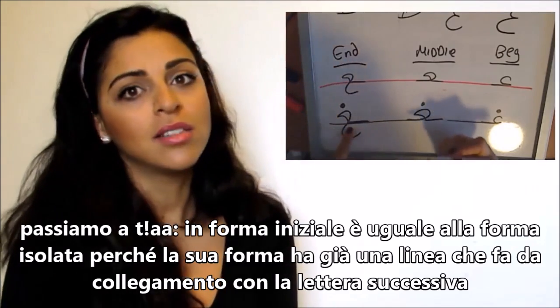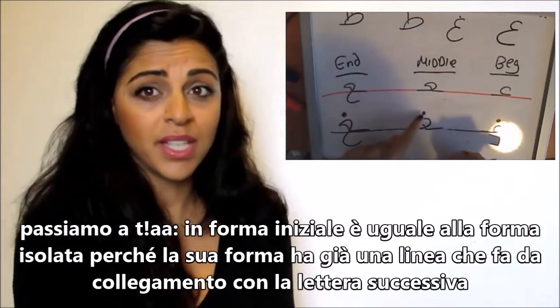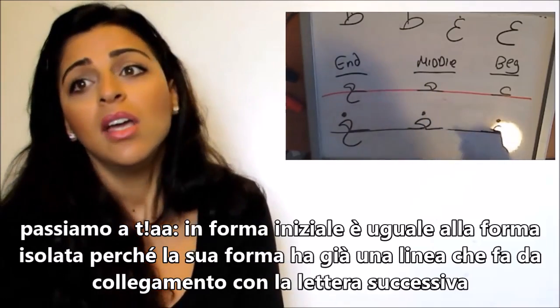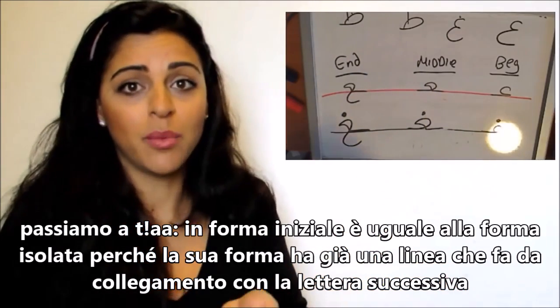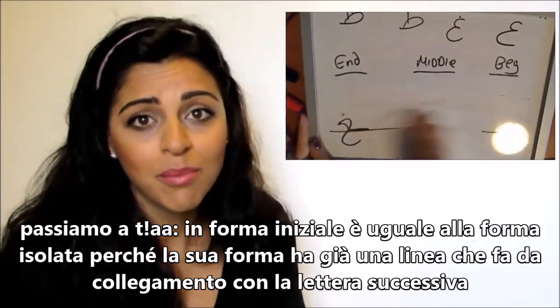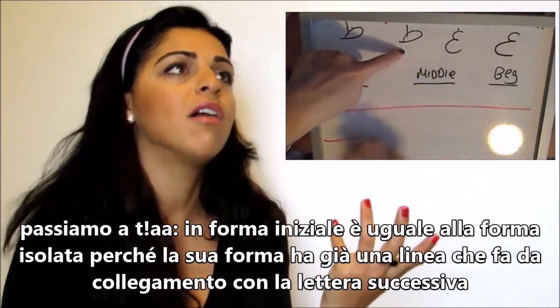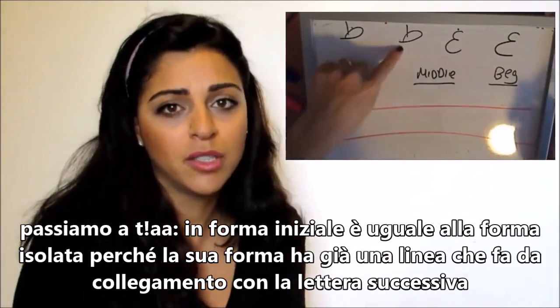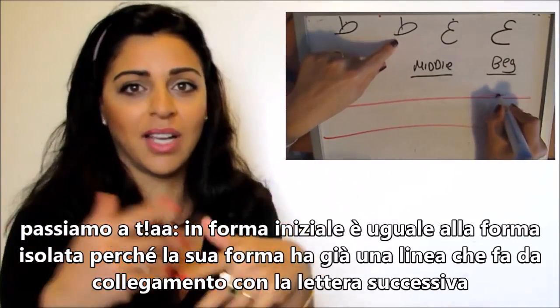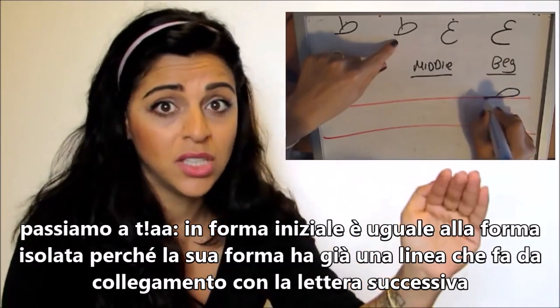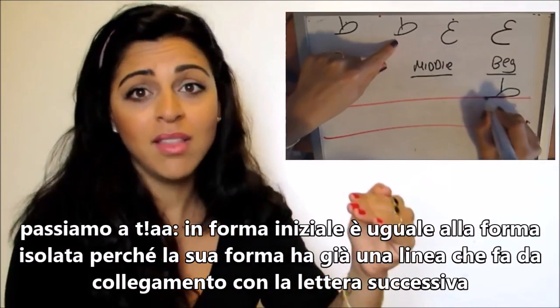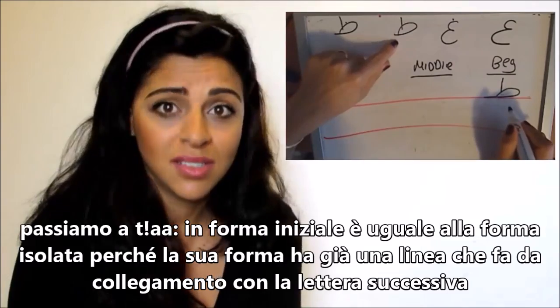Let's go to the ta. The ta looks like it's waiting for something. It looks like it's already in the middle. It looks like this. But when I write it at the beginning, it's the same. Because why? It's waiting. It has this helping line that's like invisible. You can't see the helping line because the letter itself stays open like this, as if it's waiting for something else. But that's the isolated form. So the beginning form and the isolated form in this letter are the same.